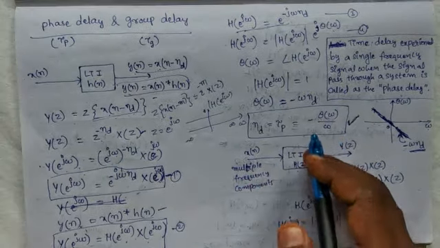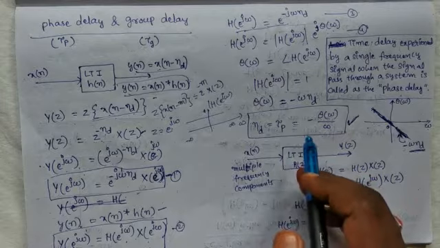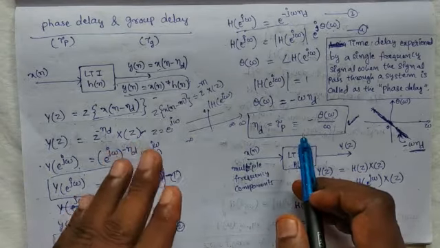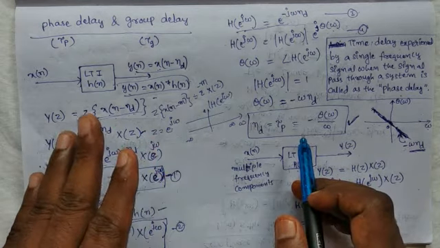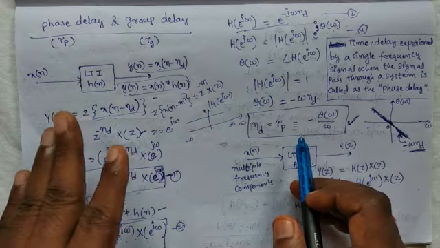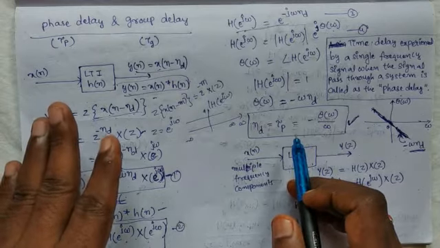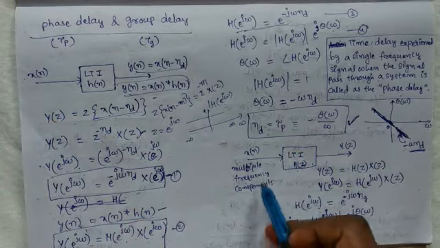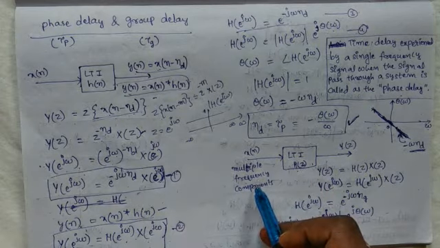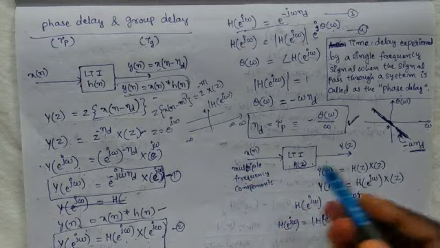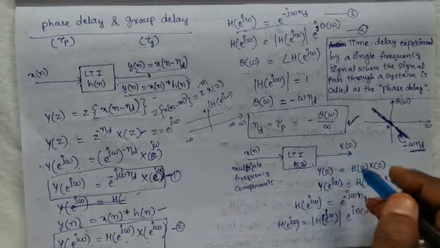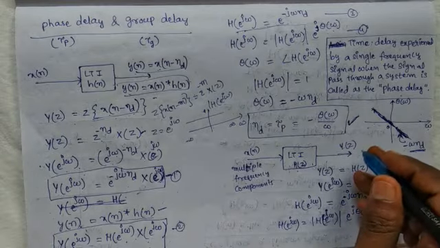What is the difference between phase delay and group delay? In phase delay, the input x of n has a single frequency component. In group delay, x of n has multiple frequency components. These multiple frequency components experience the same time delay, which is called the group delay.